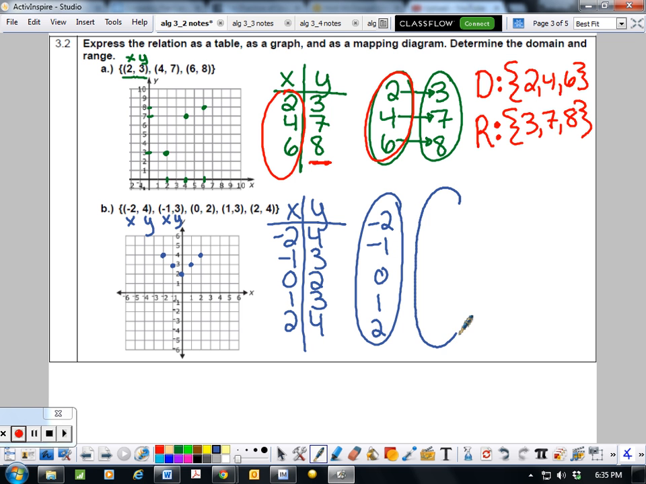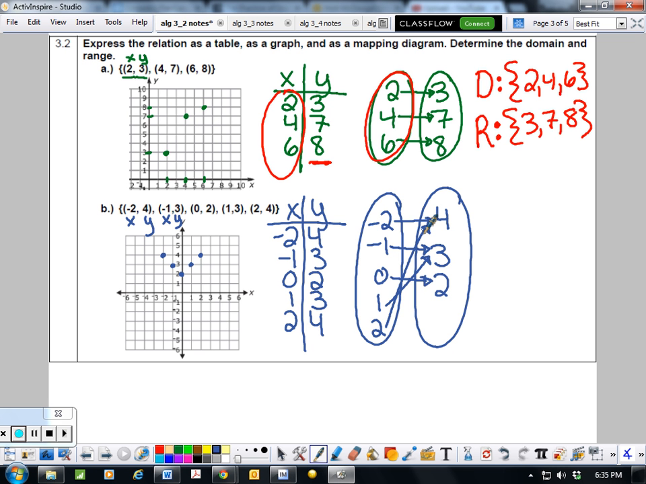And then in my y's, this is where I've got to be careful, because I get some numbers repeating. And with a mapping, they can't repeat. So I have a 4, a 3, and a 2, and then I have 3 again, and I don't list 3 again because 3 is already there. Then I get 4 again, but I don't list 4 because 4 is already there. And then I show where every number maps. So -2 maps to 4. -1 maps to 3. 0 maps to 2. And then 1 maps to 3. And then 2 maps to 4.